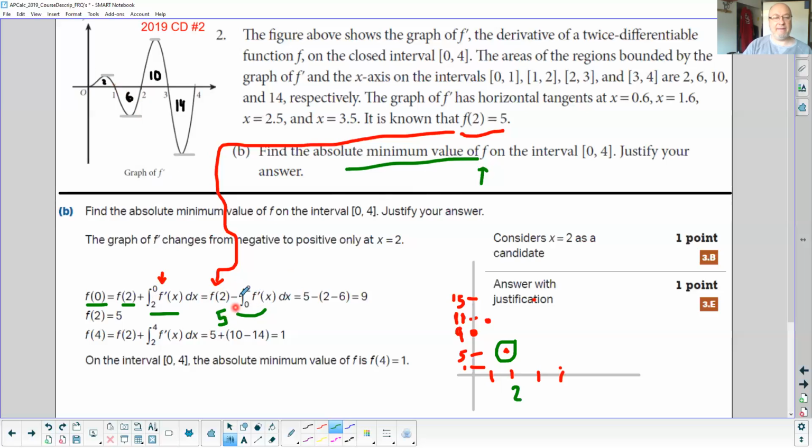And I'm going to add that. Well, now I'm subtracting it because I'm going forwards in time. Or you could think of these backward signs that go backwards in time. So that's where you get the positive 2 and negative 6.